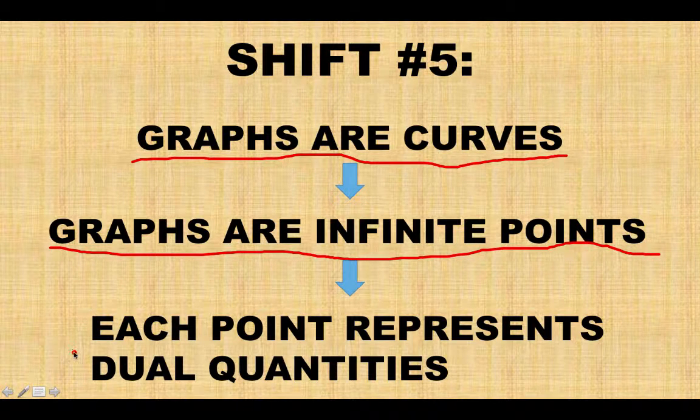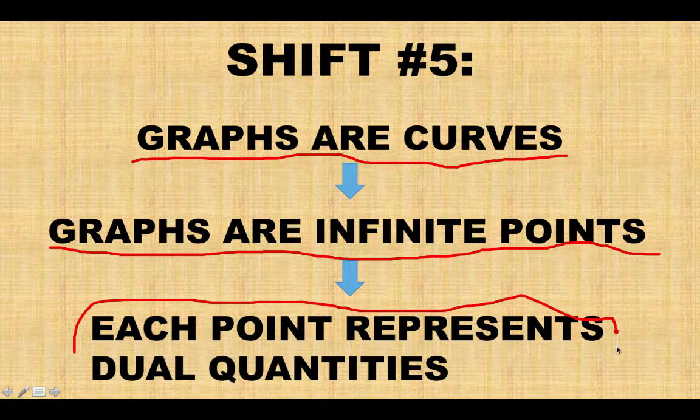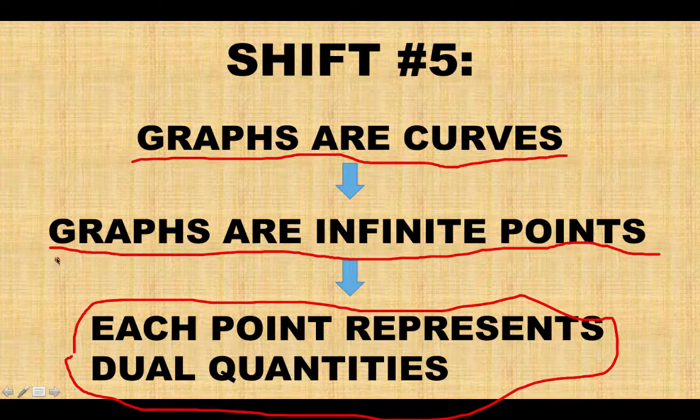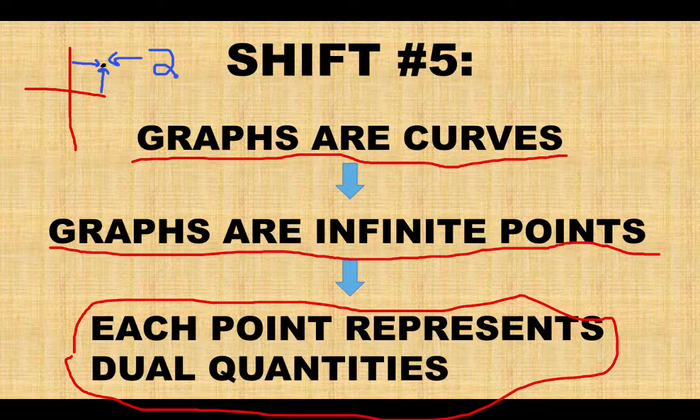Now we need to go even beyond that. Each point represents 2 quantities, right? It represents the x quantity by means of how far to the right it is of the y-axis, and it represents the y quantity by means of how far above the x-axis it is. And so in this one point, you have two different measurements actually being represented, of the x quantity and the y quantity.